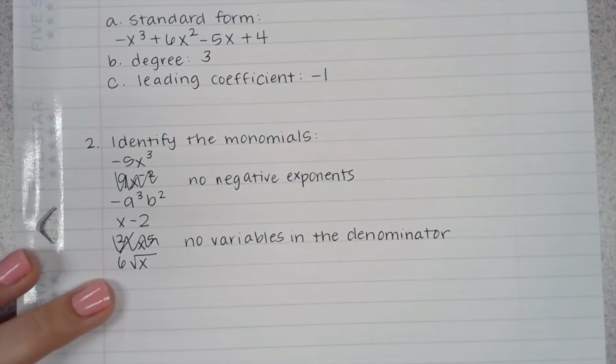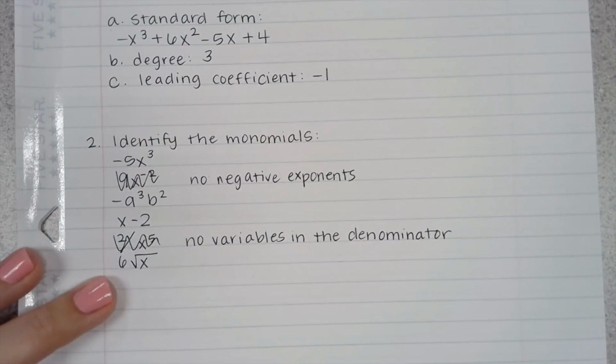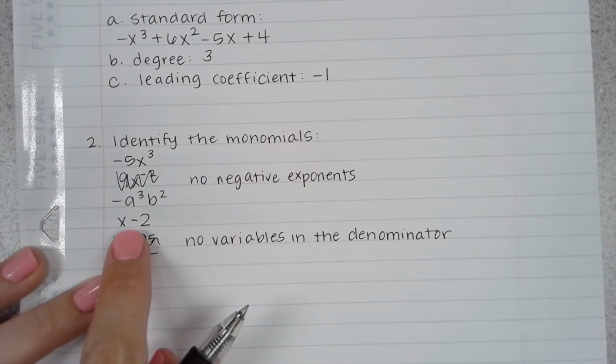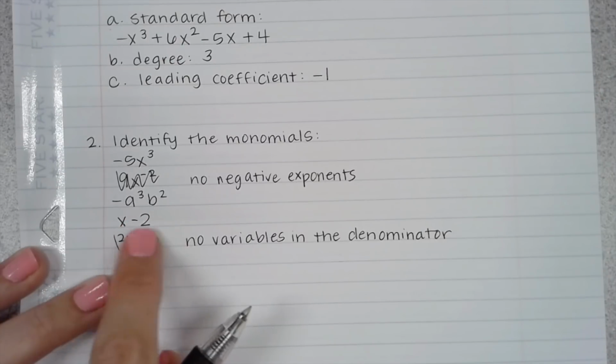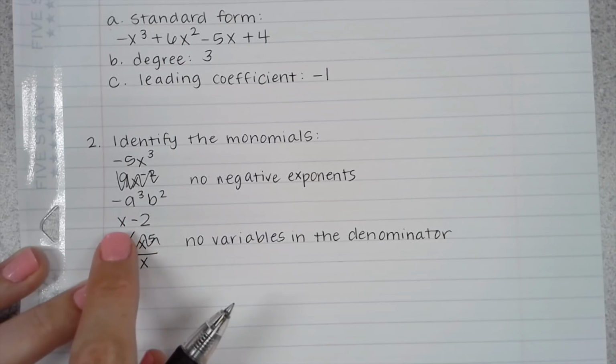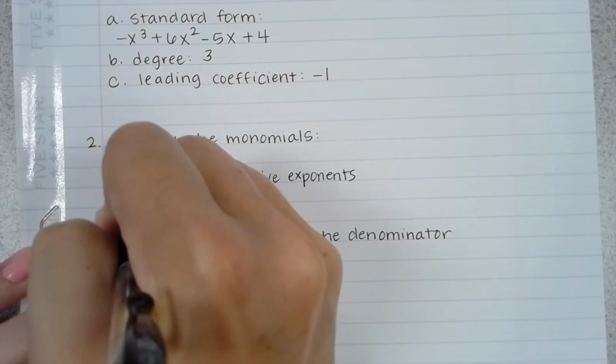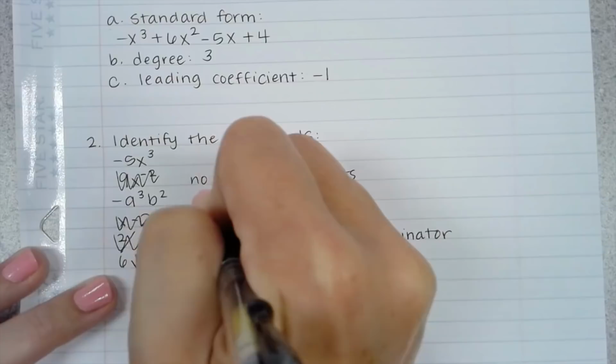There's a couple more that we can cross off that are not considered monomials. One of them is this one right here. So x minus 2 has 2 terms. Terms are separated by addition or subtraction. And so in this case, we can also cross off this one because this one's a binomial.